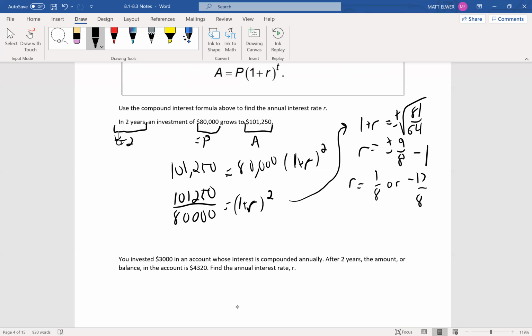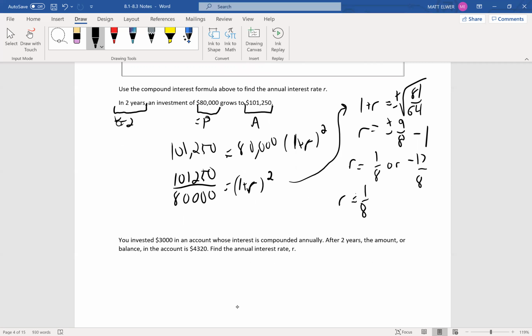But remember the context of the question. The context of the question asks, what is the interest rate? And notice that it's growing, right? It's starting at 80,000 and it's growing up to 101,000. So we know that it's growing. Since it's growing, it can't have a negative interest rate. So that answer can't be it. So our interest rate has to be 1/8 because it's the only positive interest rate.